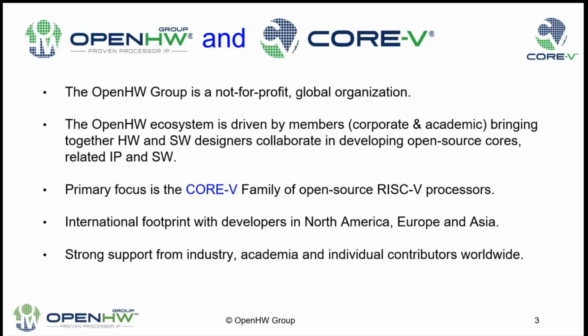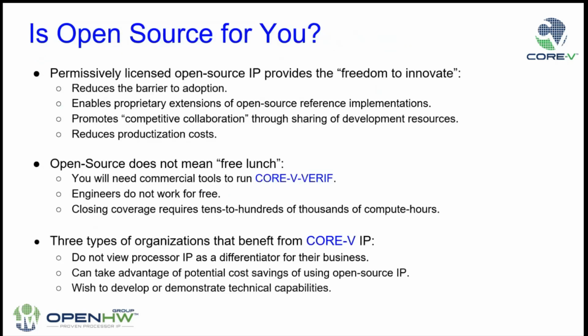Our primary focus is the CORE-V family of open source RISC-V processors. So we don't build complete systems. We're focused on the cores. We do have some additional IP, peripheral IP around the processors, but primarily we're focused on the processors. I work for the OpenHW Group. So of course, I think that open source IP is great and everybody should exploit it, but that's not the case. If you're going to get involved using or developing open source IP, you really need to think a little bit about it because there's some implications.